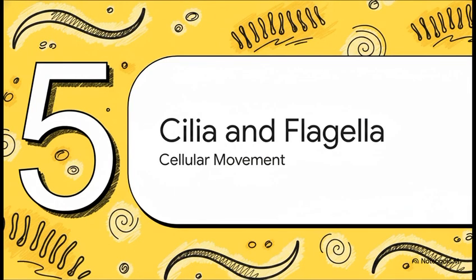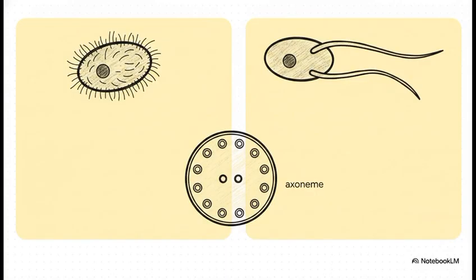All right, Section 5, Cilia and Flagella. So how do these cells actually get around? Well, cilia are these numerous short oar-like structures that cover the surface of certain cells. They act like tiny paddles to help propel the cell or even just move surrounding fluid. Flagella, however, are much longer and much fewer in number, and they're primarily used to propel the entire cell forward, kind of like an outboard motor.